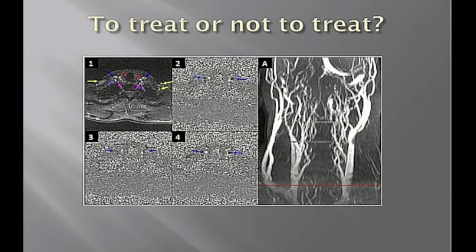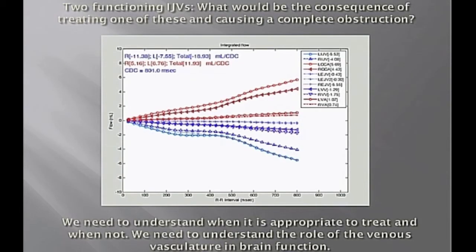Again, there's lots of vessels here. The vertebral vessels are well developed. The title of this slide is "To Treat or Not to Treat." Now, this individual happens to have been treated. This individual has 2 healthy jugulars. How do I know that? Because if I look at the flow, they both have almost the same flow.